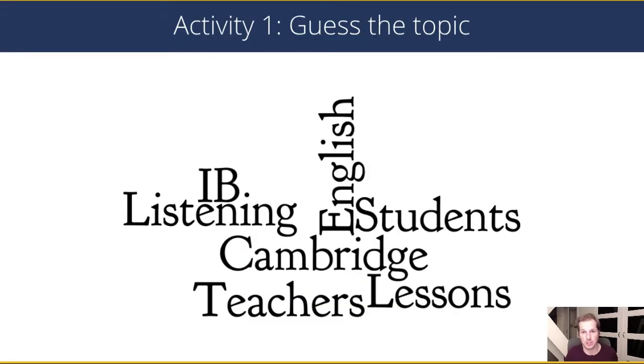The first one here is guess the topic. Here you can find a couple of words: IB, listening, Cambridge, English, students, teachers and lessons. IB actually stands for International Baccalaureate, which is an examination students have to finish at the end of their bilingual program in the Netherlands. All of these words relate to one other topic. And the funny thing is, if you do this in class, they might come up with another topic. In my experience, that happens a couple of times. And that's okay, because it means they associate it with other things. It might also mean you need a few more words to really clarify what you're talking about.